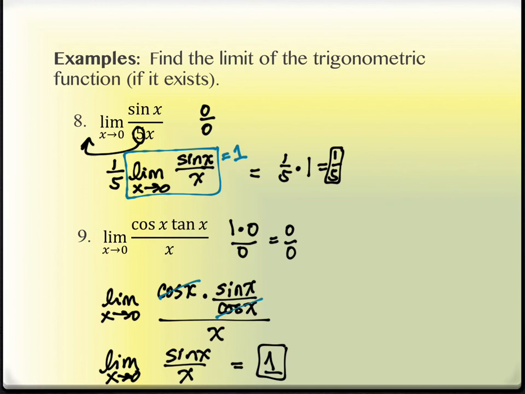Notice again, limit is on every step. Notice in my blue box at the front, I can't replace it with 1 until it looks exactly like one of the trig limits. So that 1/5 has to be pulled out before you actually do a replacement. Any questions or concerns about these? Okay.